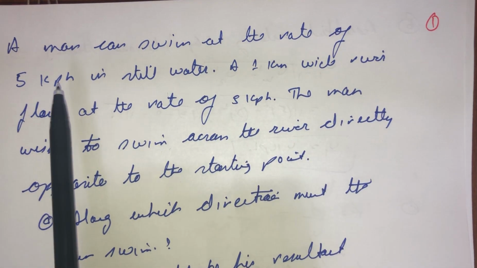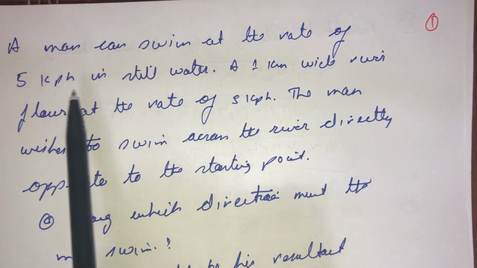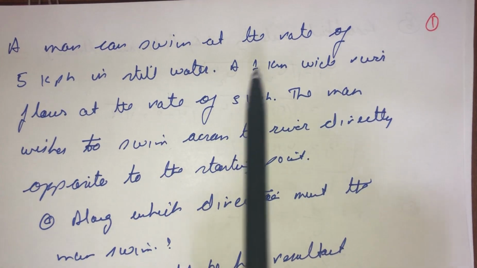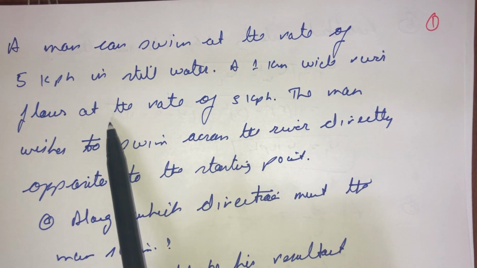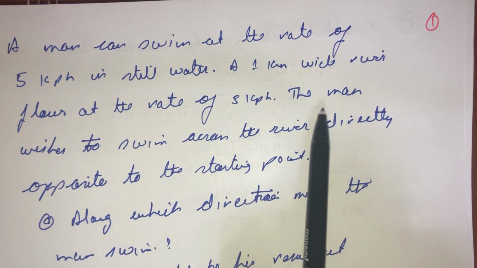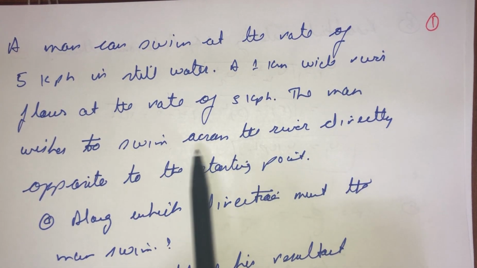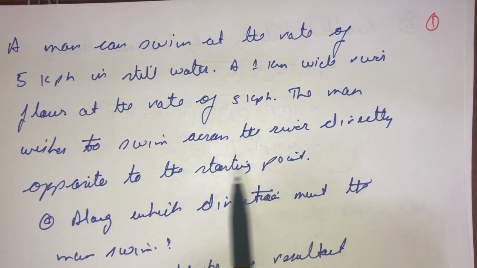The question: a man can swim at the rate of 5 km per hour in still water. A 1 km wide river flows at the rate of 3 km per hour. The man wishes to swim across the river directly opposite to the starting point.